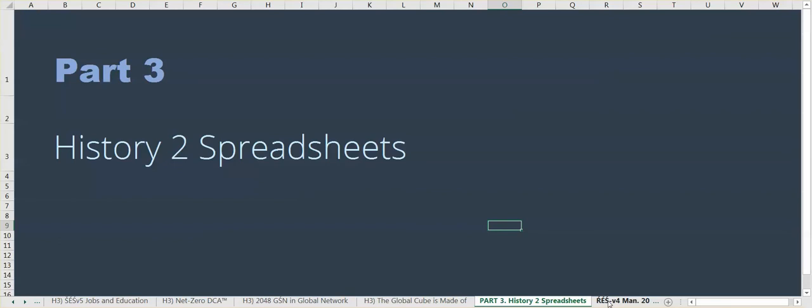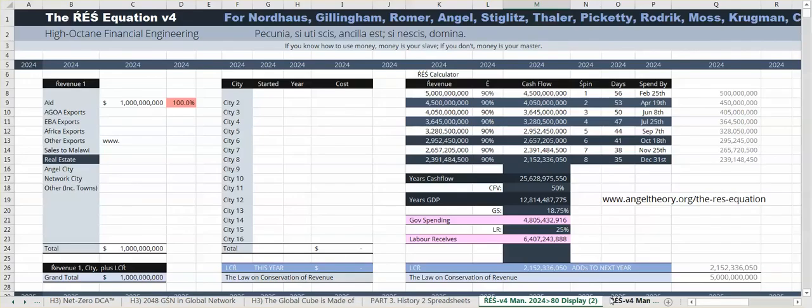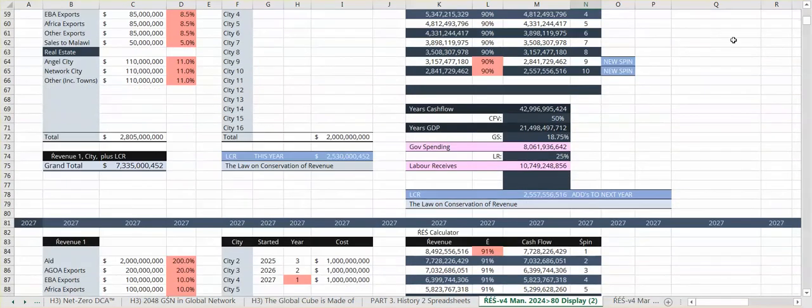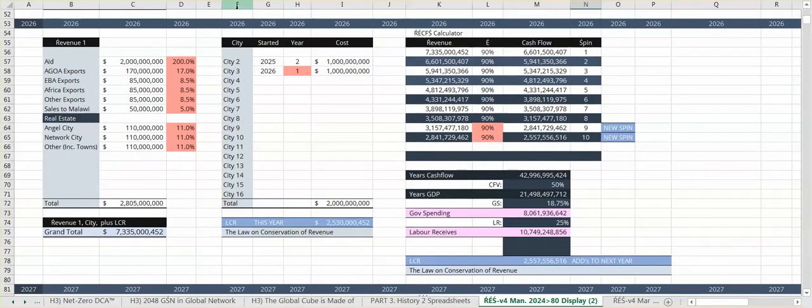Okay. So part three. So we finished history three now, and we go to history two. Okay. Right. History two starts with eight spins. See here, 1, 2, 3, 4, 5, 6, 7, 8. And if you go to 2025, we can see we've got figures for trade here.